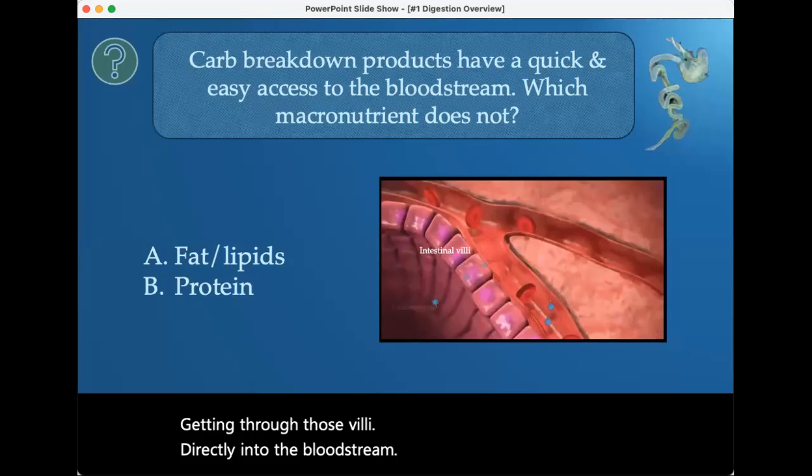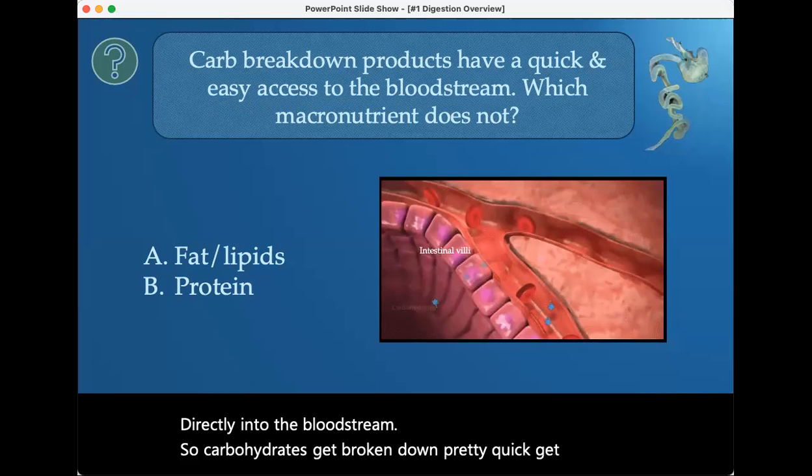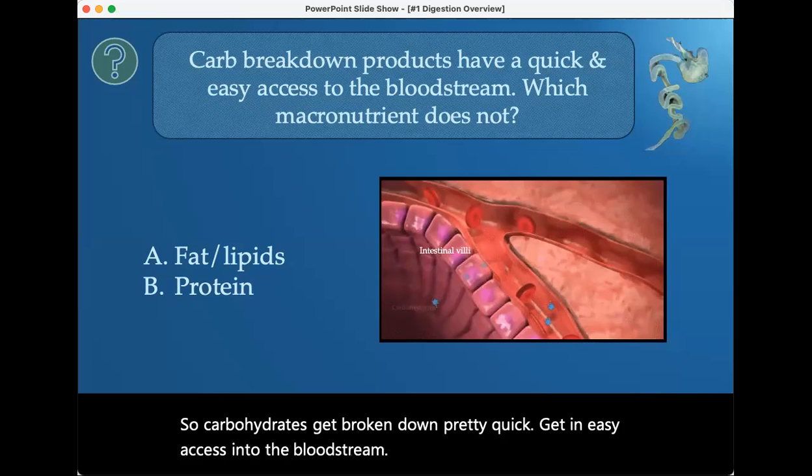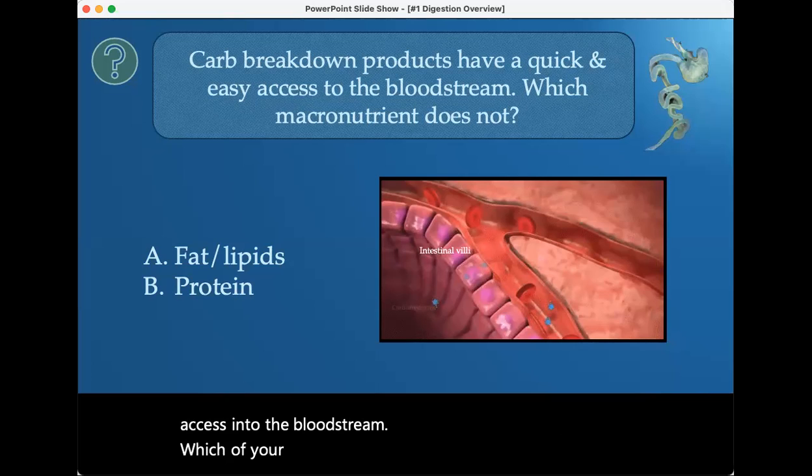So carbohydrates get broken down pretty quick, get easy access into the bloodstream. Which of your macronutrients does not? The fats or lipids or the proteins? The answer is your fats/lipids have a longer way of getting into the bloodstream.